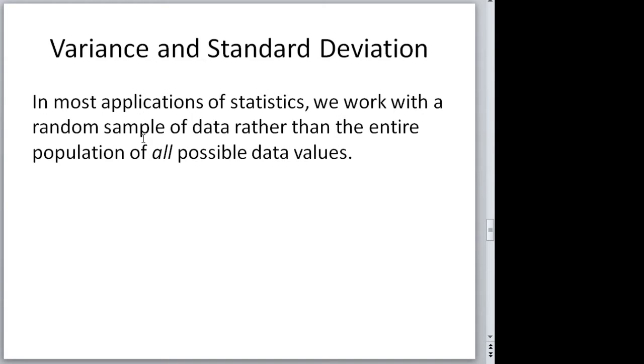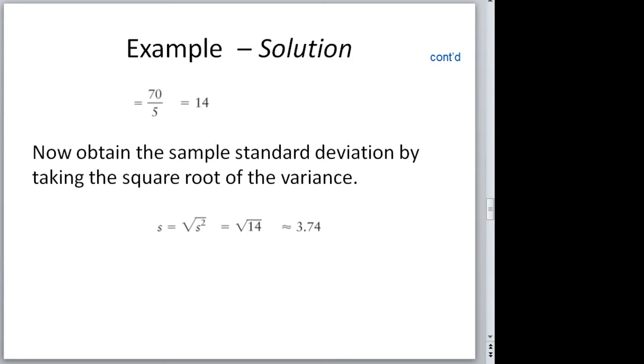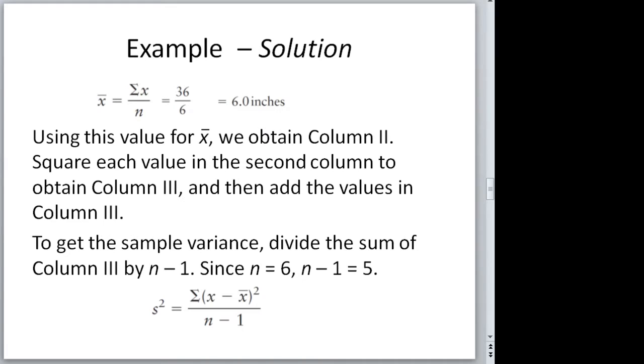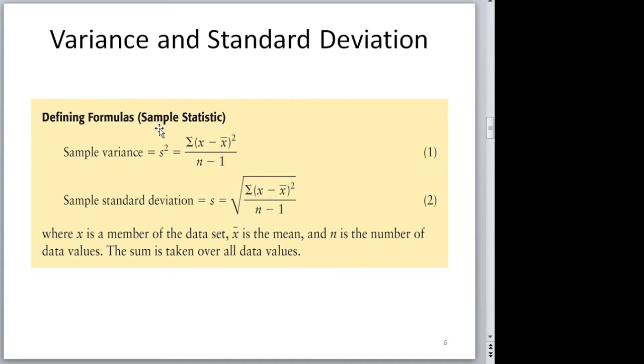So in most applications, in statistics we work with a random sample of the data rather than the entire population of all possible data values. In most cases we work with the sample data. That's why we actually learned this formula for the sample. Let's say we learned the sample statistic value for the variance and the standard deviation.